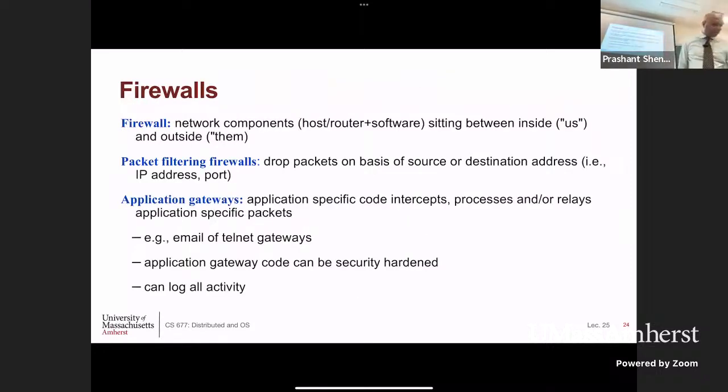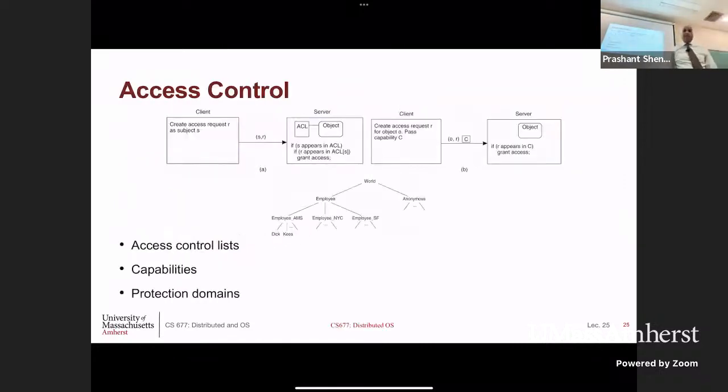So I already mentioned all of this, so I'm going to skip this. I'll talk about access control and then we'll talk about a few other things.